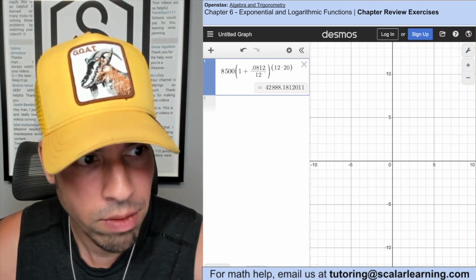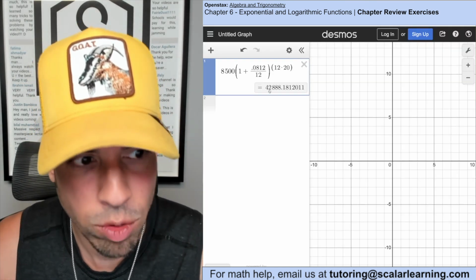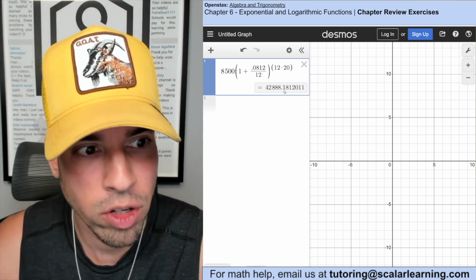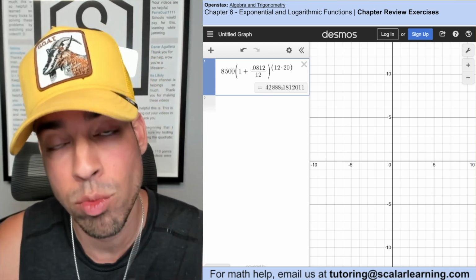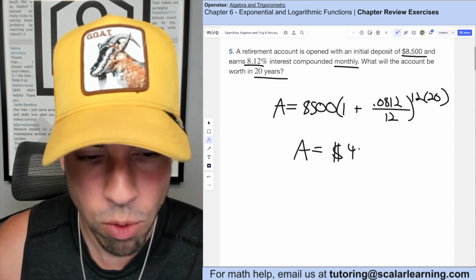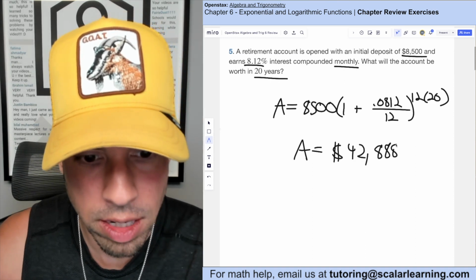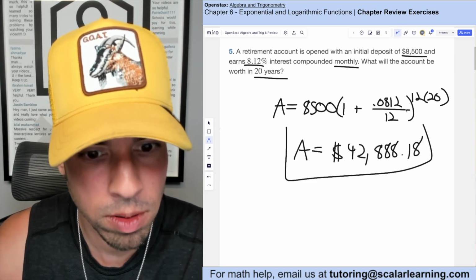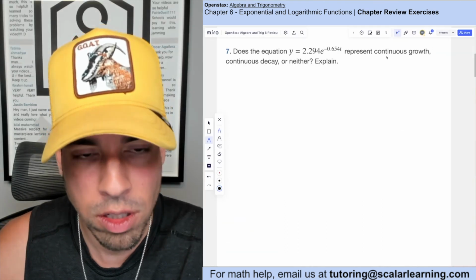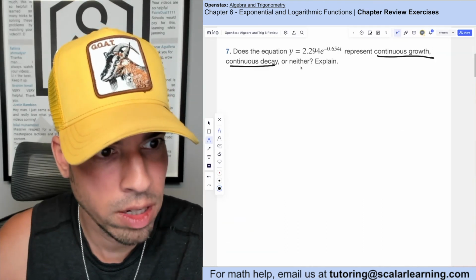So here we go. We plugged everything in as is, and this is the value we get. We get $42,888.18. We're rounding to hundredths because it's money. So we got $42,888.18. Boom.